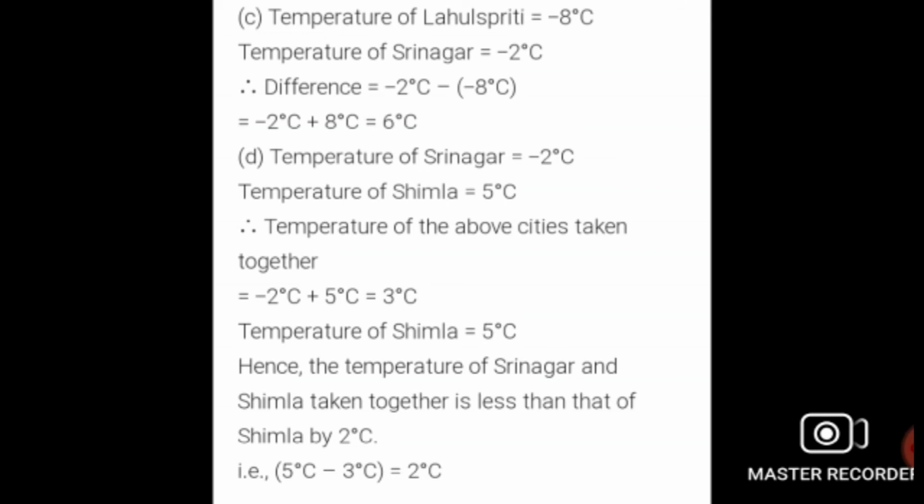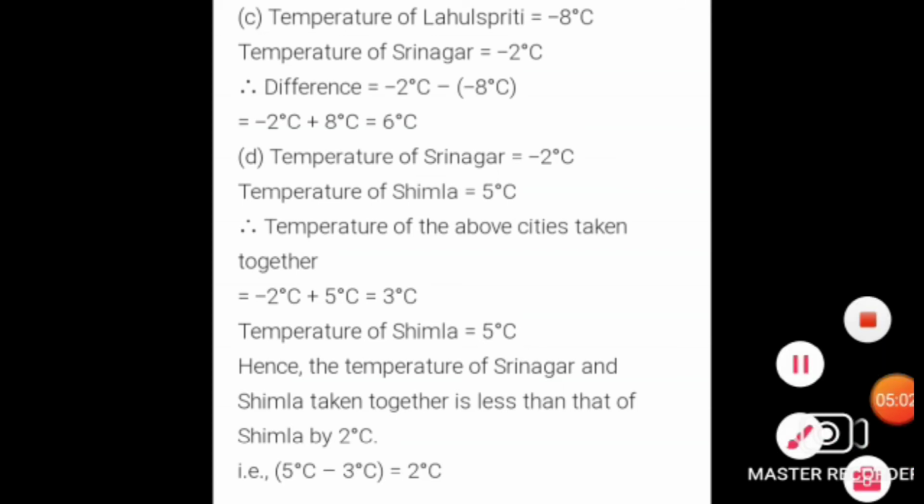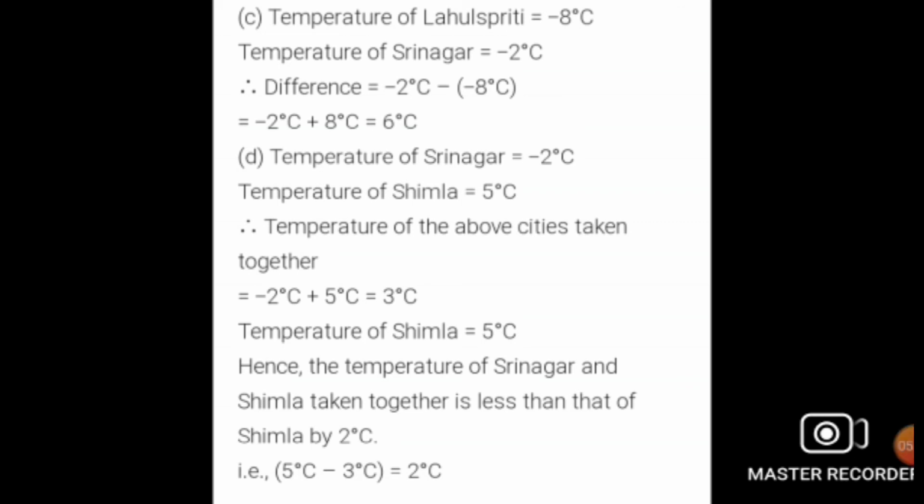Hence the temperature of Srinagar and Simla taken together is less than that of Simla by 2 degrees Celsius, because 5 degrees Celsius minus 3 degrees Celsius is equal to 2 degrees Celsius.